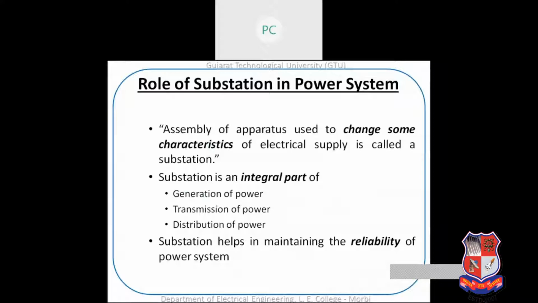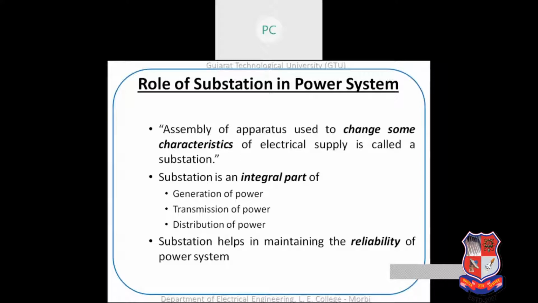The substation is nothing but an assembly of apparatus used to change some characteristics. Now, which are the characteristics? Here we are talking of characteristics like voltage, where we have to change the voltage level, as we have seen that the generator is generating at 11 kV. We want to increase the voltage level, so we have to place a step up transformer. So that is one way we can change the electrical characteristics.